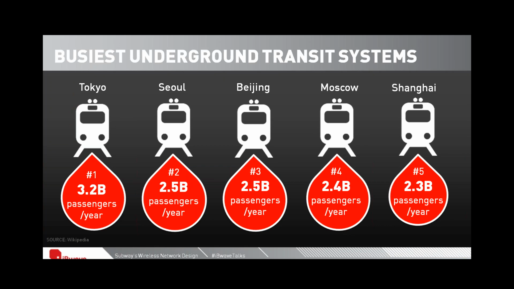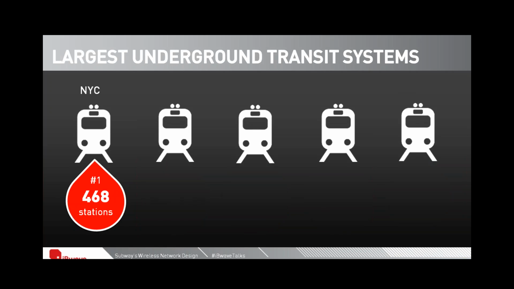Nevertheless, you see that the sheer size of annual passengers, which is between 2.3 billion and 3.2 billion, points out that those systems are quite busy, and that designing for capacity is only half the story. You need to design for coverage as well, but capacity is very, very important when designing for these systems.